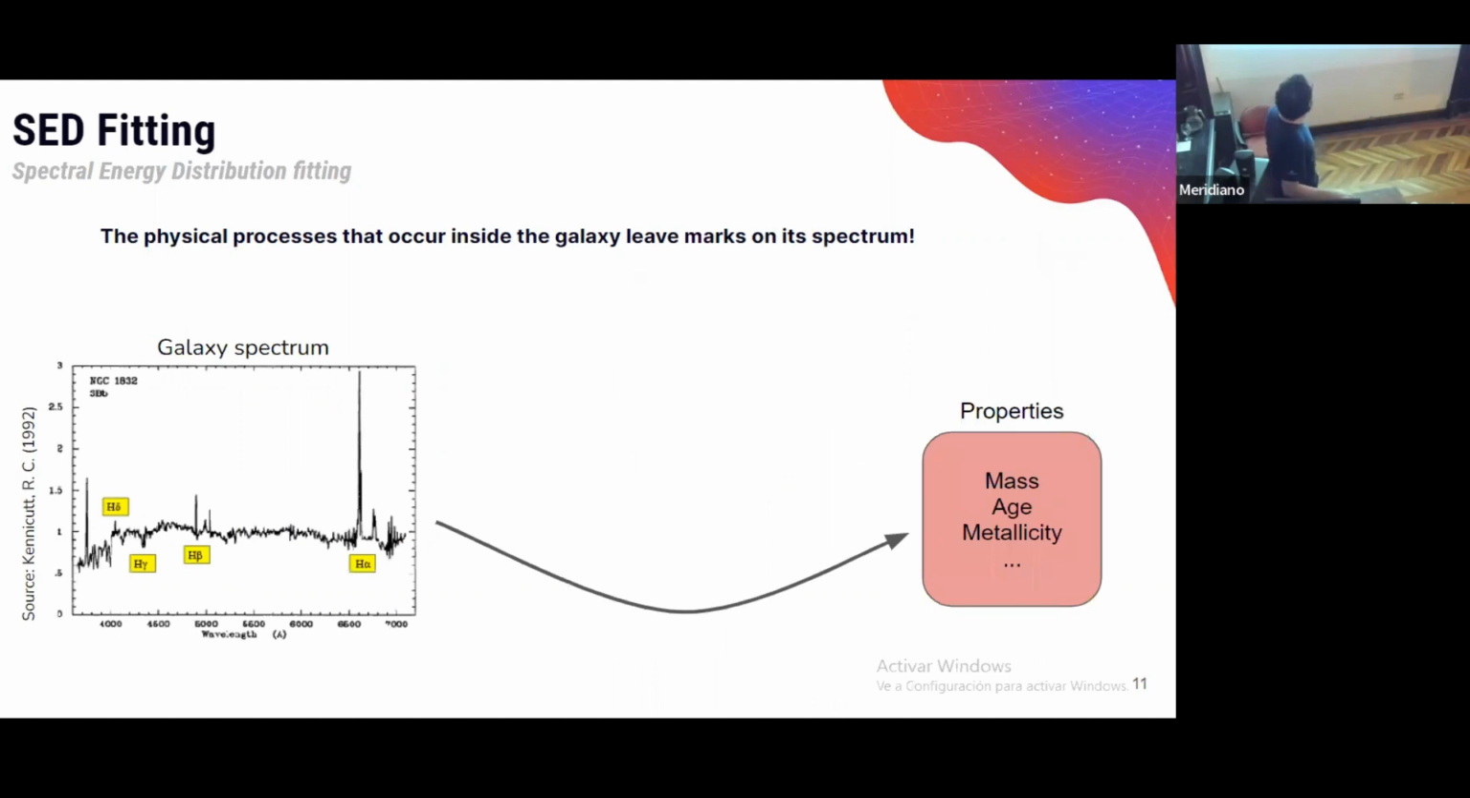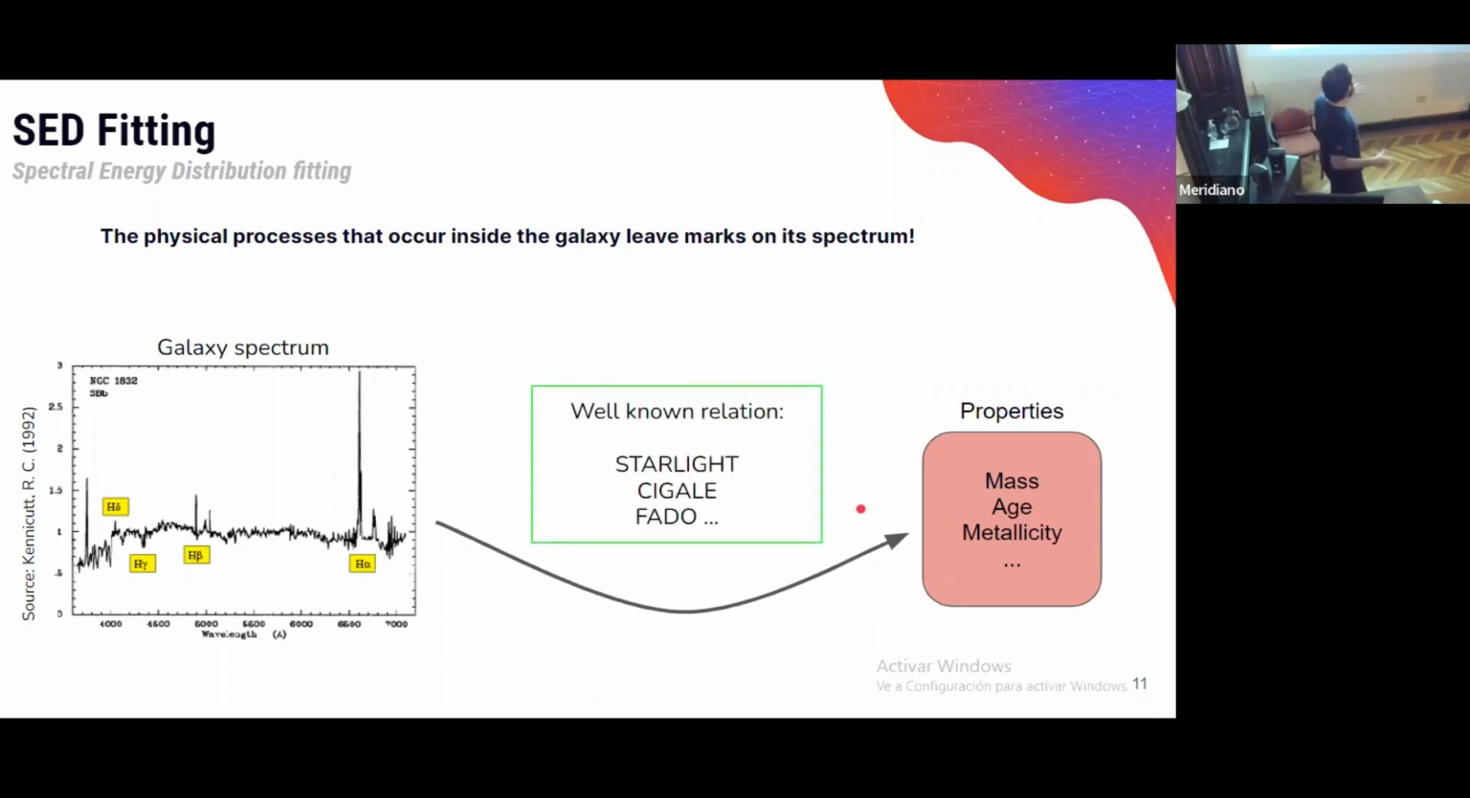The idea behind getting from the spectrum to the property is that the physical processes that occur inside the galaxy leave some marks on its spectrum. So as a galaxy evolves, so does its spectrum. And so the idea is that by looking at the spectrum, you can get some grasp of the properties, the mass, the age, and the metallicity, by comparing it to other objects that we know. This is a very well-known relationship.